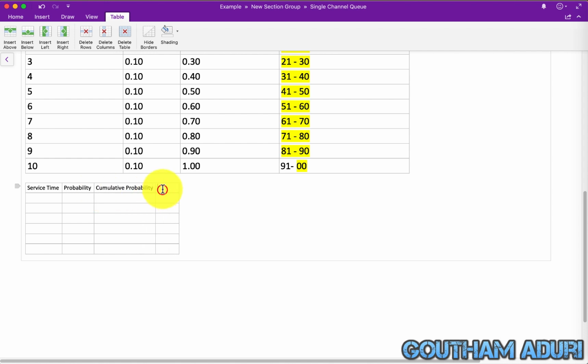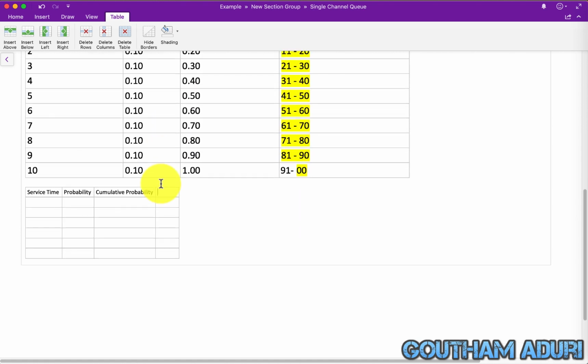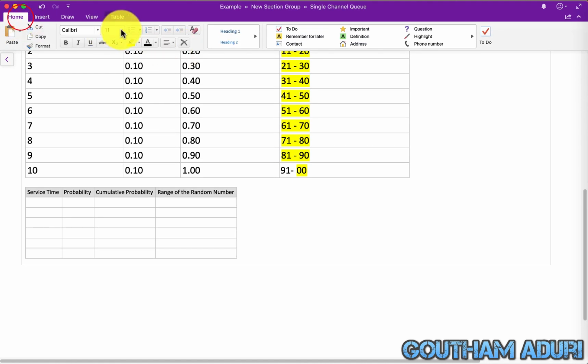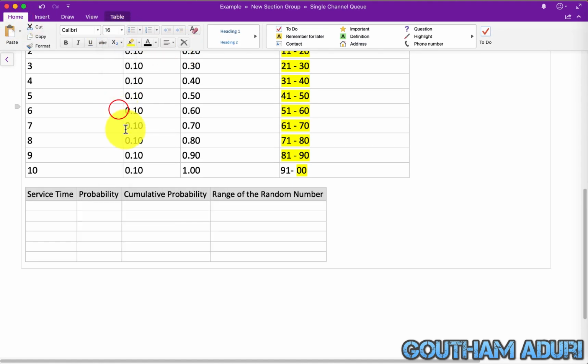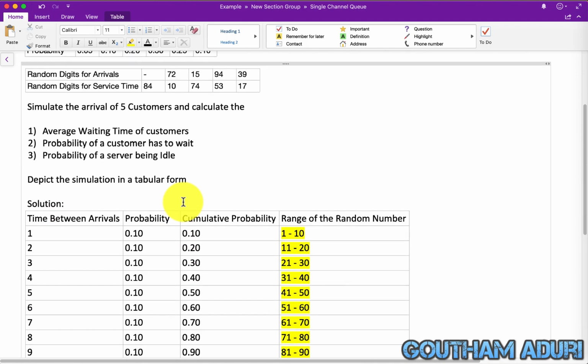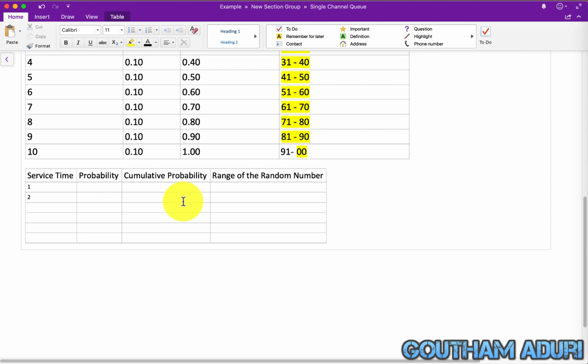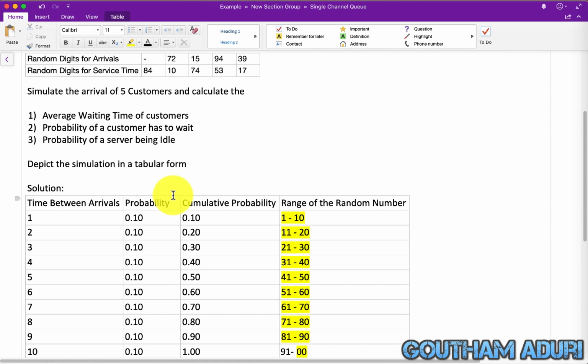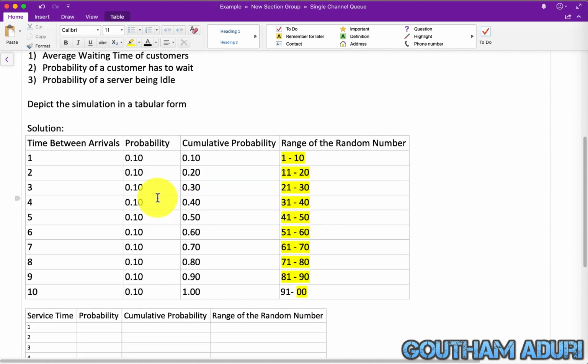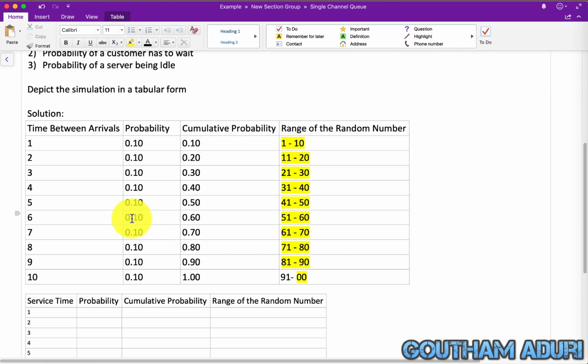And the next one is range of the random numbers. I'll just increase the font size so that it will be easy. So for service time 1, 2, 3, 4, 5, and 6. And in the table, you have to just see the probability of the service time.